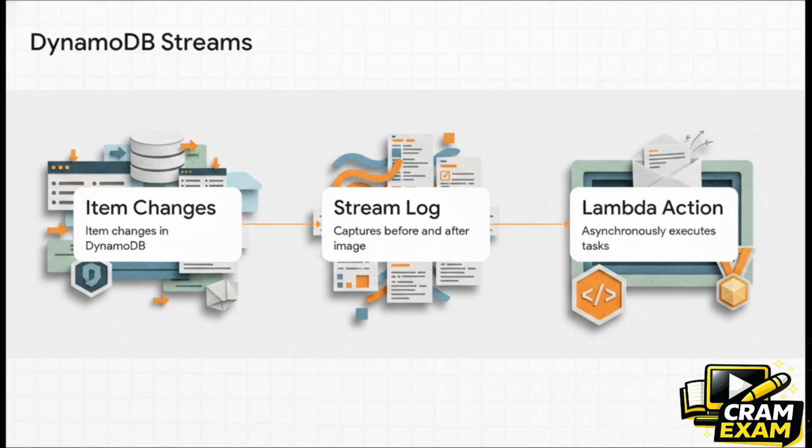Step 1. The item changes in DynamoDB. Step 2. The stream instantly captures the before and after image of that item and drops it into a time-ordered log. Step 3. You connect that stream directly to an AWS Lambda function. The Lambda wakes up, sees the change, and asynchronously sends the email and unlocks the achievement. Your primary database stays instantly fast and completely unbothered.